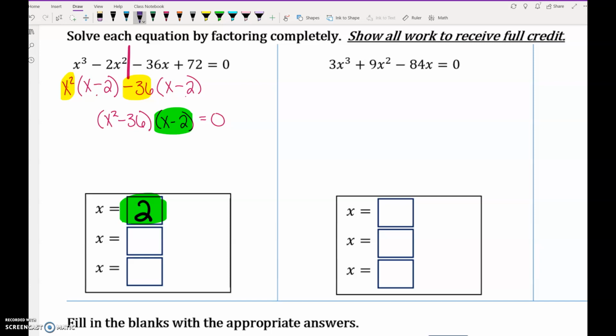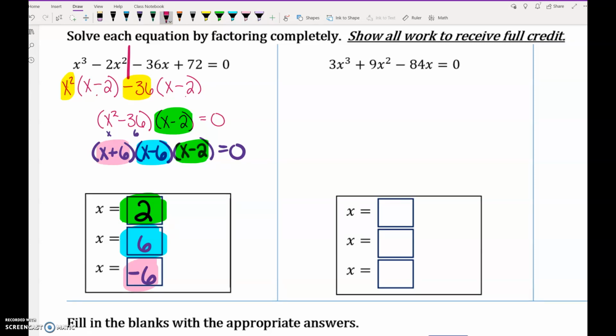X squared minus 36 is not fully factored. It is a difference of 2 squares. X squared is the perfect square of x. 36 is the perfect square of 6. So this factors further into x plus 6, x minus 6. So the green part gave us our answer of 2. This blue part gives us a solution of 6, and this pink part gives us a solution of negative 6.